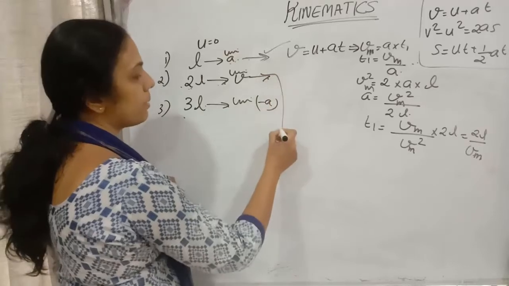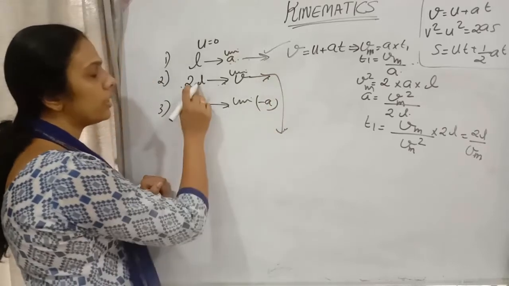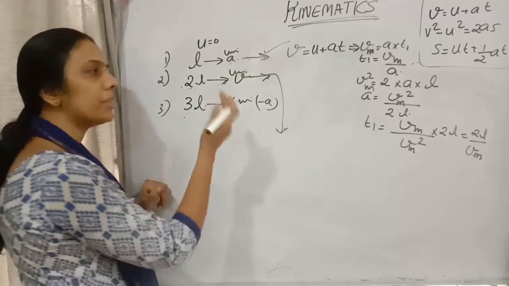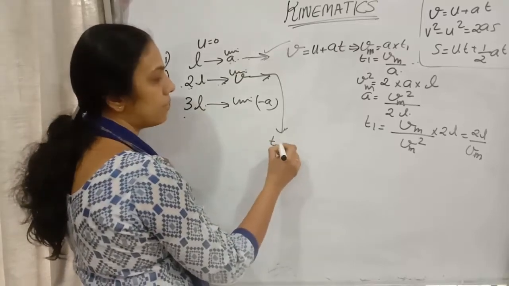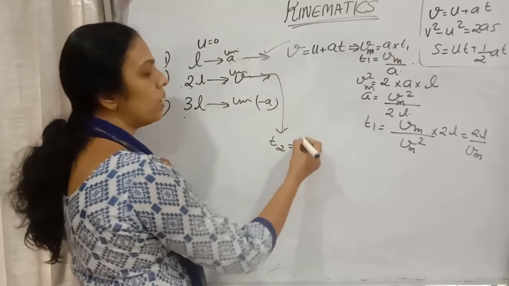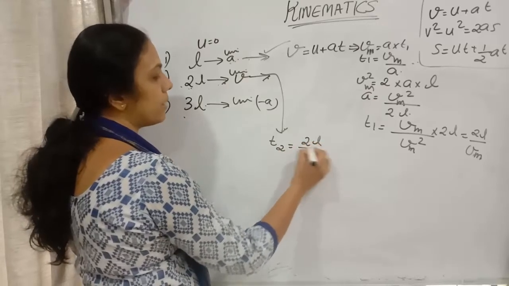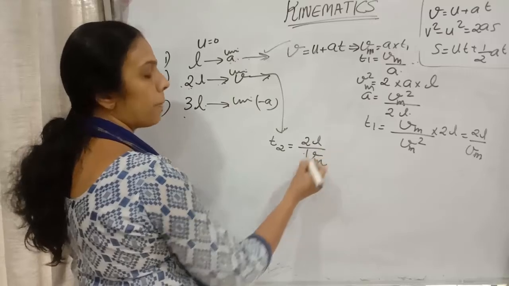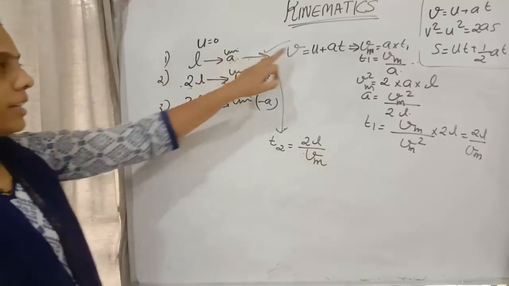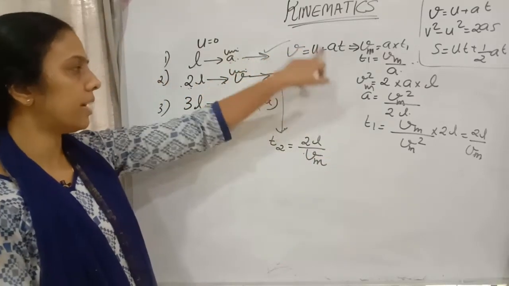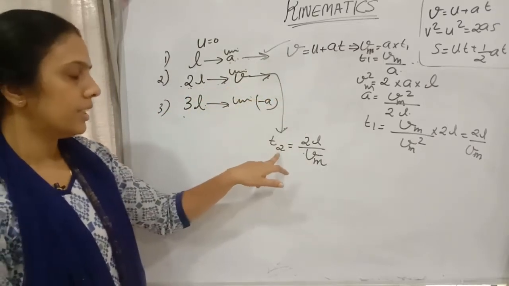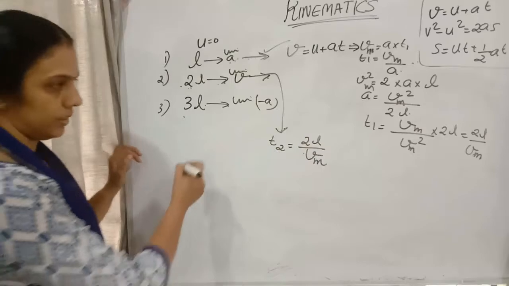Now for the second position. Here it is moving with uniform velocity only. Then what will be the time required? Time T2 will be equal to distance travelled divided by velocity. The velocity is Vm, the maximum velocity, the final velocity from before. With that velocity only it is moving over here, right? So T2 equals 2L by Vm.